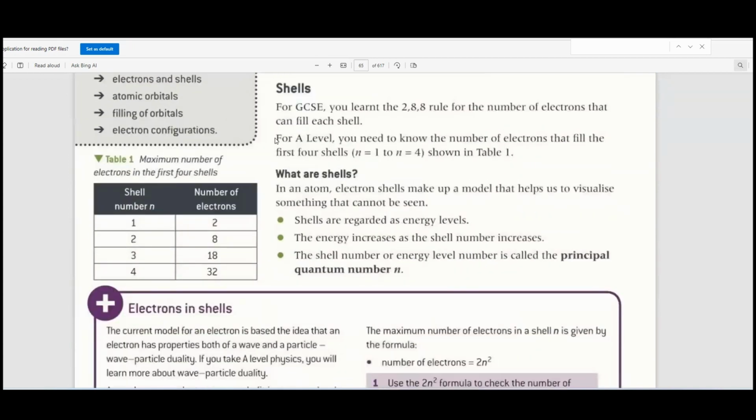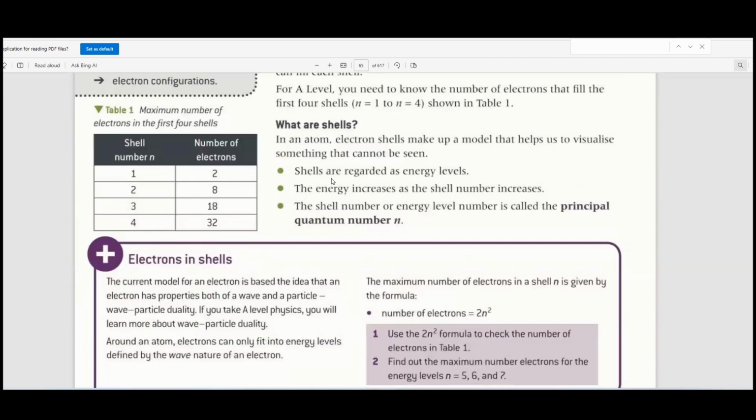I think we went through one of the slides and it was somewhat related to this. For GCSE, remember that 2, 8, 8 rule. So we learned this in GCSE, if you remember, the 2, 8, 8 rule, which means that 8 and 8 electrons will be in the shells that come after the first one. I think we can go through this quite quickly, because we've already been through it, so we don't need to spend too much time on it. So what are shells in atoms?